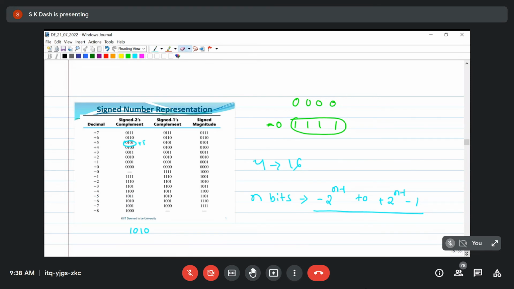Yes, sir. If you are representing minus 6, you are going in the right way. So from minus 6, you are saying that this is equal to 1010. Now the question is, if you have with us 1010, I need to tell this is equal to minus 6. Then what to do? So there is a way for that. You need to take the 2's complement again.